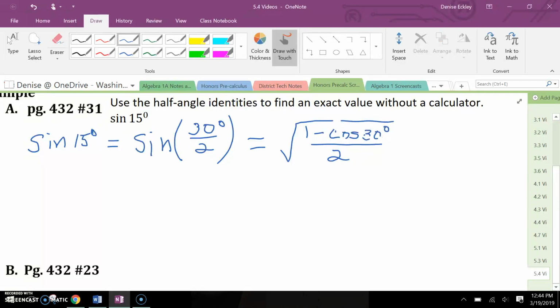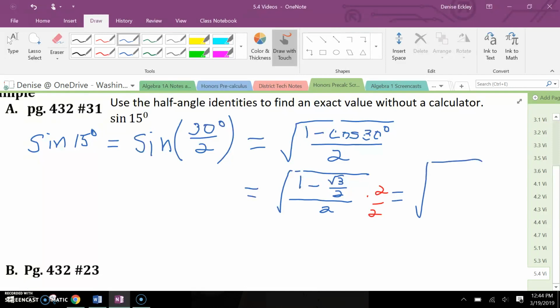So now we want to use our knowledge of the unit circle to rewrite that. So this is going to become the square root of 1 minus, now the cosine of 30 degrees is the square root of 3 over 2, and this whole thing is over 2. So I'm going to simplify this fraction by multiplying top and bottom by 2 over 2. And when I do that, I'm going to get the square root of 2 minus the square root of 3 over 4.